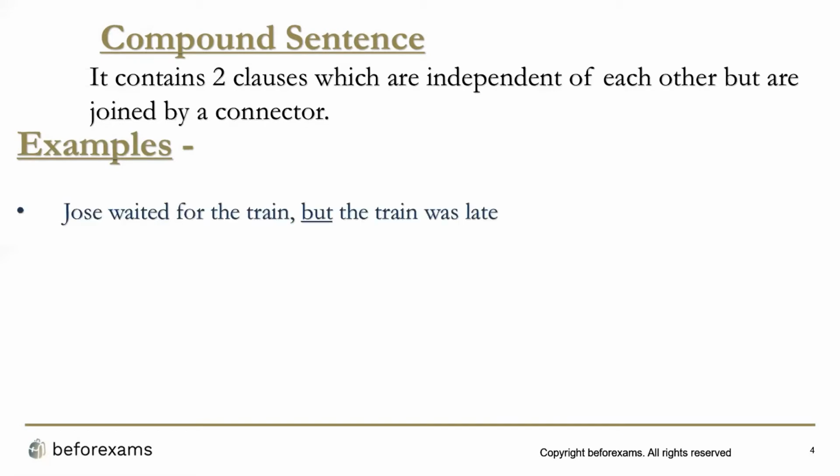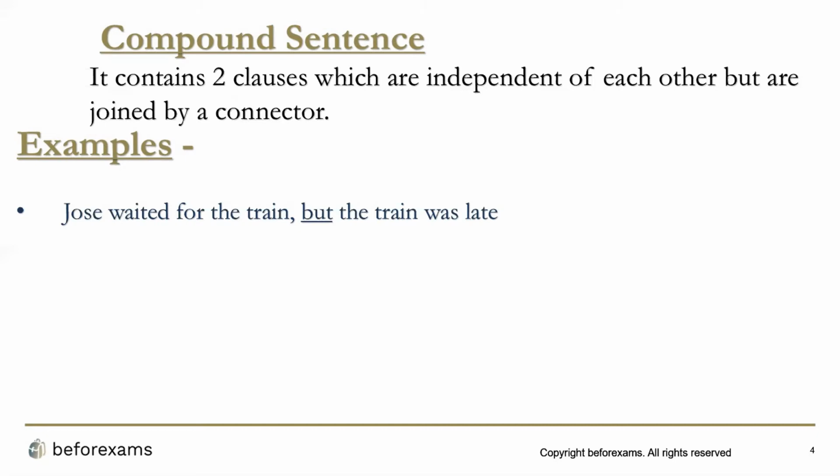Jose waited for the train, but the train was late. Now herein, there are two sentences which I have used, and I have connected them with the connector but. So the two sentences are, first sentence is Jose waited for the train. The train was late. So there are two sentences. One is Jose waited for the train. The other is the train was late.